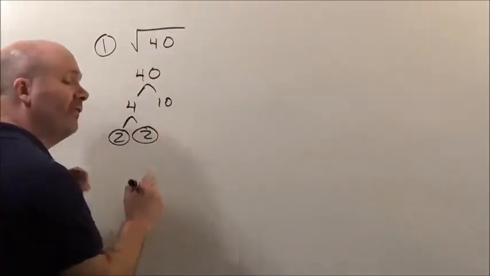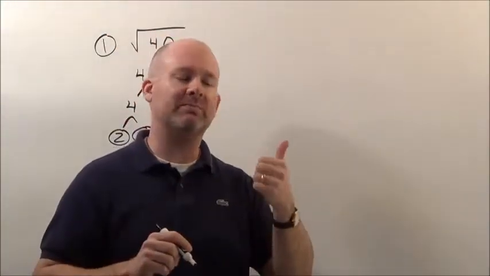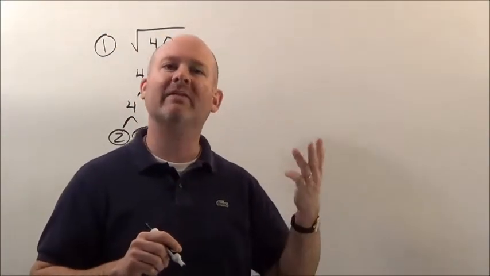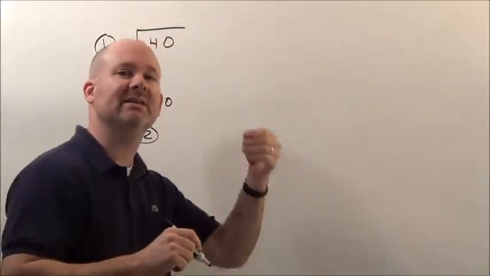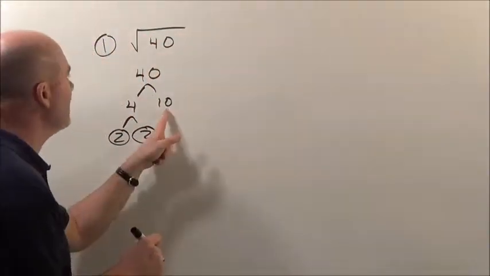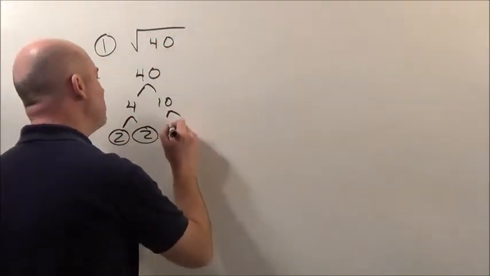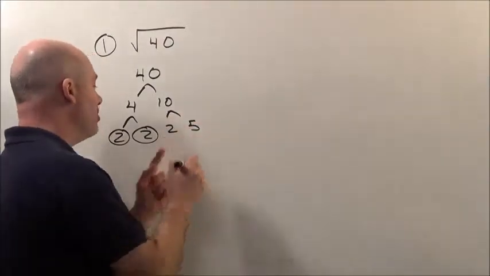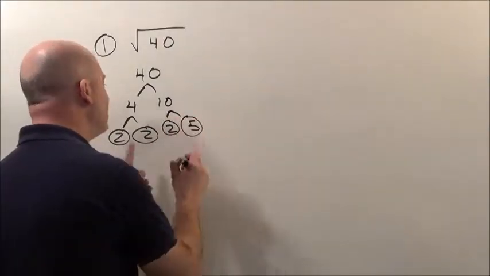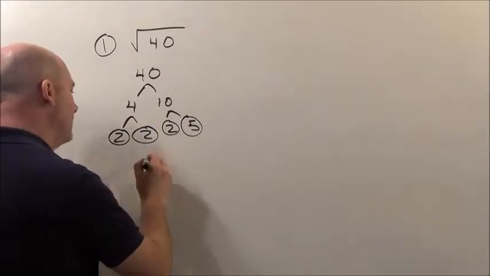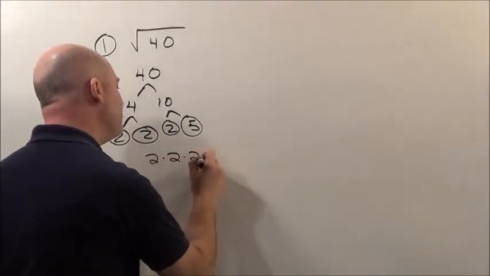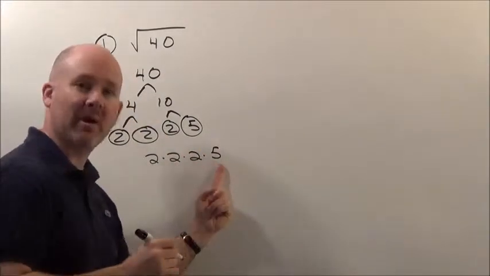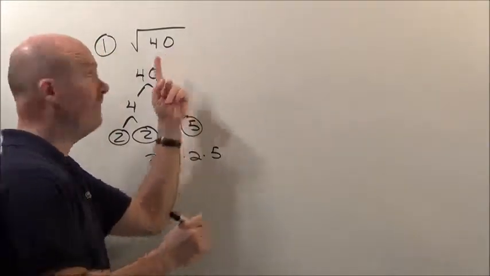2 is actually your very first prime number. 2 is the first prime. Then there's 3, 5, 7, 11, 13, 17, 19, so forth. Here's 10. 10 can break down to a 2 times 5. Both those are prime. So I know that the prime factorization of 40 is a 2 times 2 times 2 times 5. Those prime numbers multiplied together will give me 40.